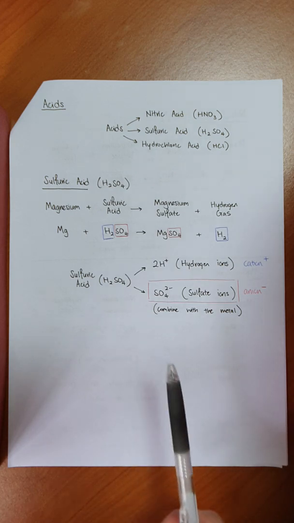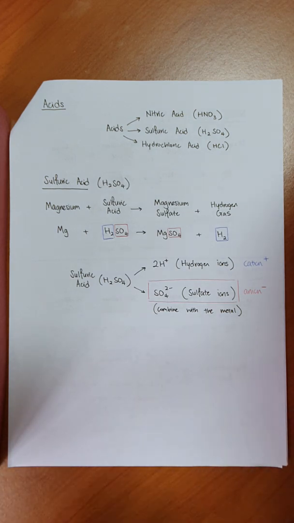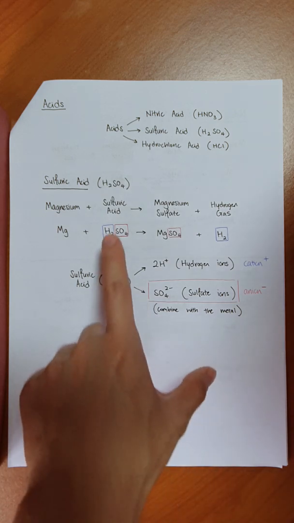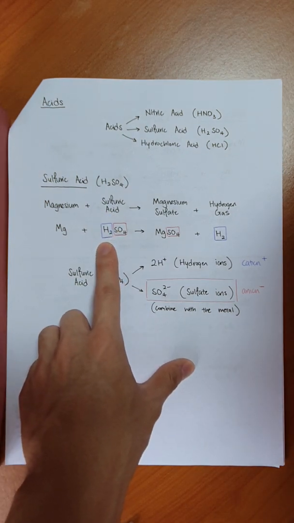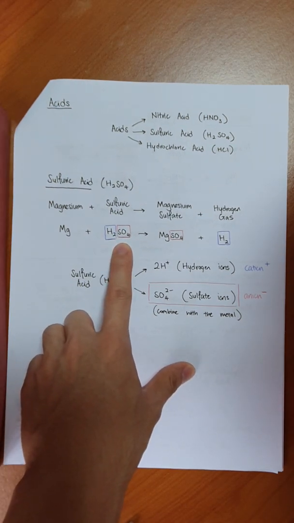Okay, so we will start with the acids. There are 3 main types of acids that we'll be looking at. Basically, for your entire secondary school syllabus, you'll be looking at 3 different types of acids only. The first acid we're looking at here is sulfuric acid, which is H2SO4. An example of a reaction we have here is magnesium plus sulfuric acid, giving you magnesium sulfate and hydrogen gas. You see that sulfuric acid is basically made up of the hydrogen cation and a sulfate anion.